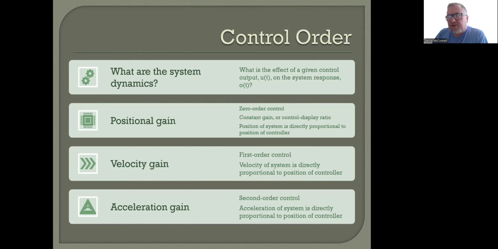But then there's also second order control, or acceleration gain. Here, changing the position of the controller directly results in a change in the acceleration of our system, not in its velocity or its position, but in how that system accelerates. And every time we go to a higher order of control, from zero to first to second, we're introducing a little bit of lag in how that system responds, right?